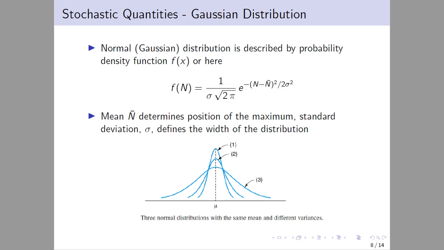The Gaussian distribution: we have F(n) equal to 1 over sigma square root of 2 pi times exponential of minus (n minus n bar) squared over 2 sigma squared. So we have this distribution. Here n bar determines the position of the maximum, and the standard deviation defines the width of the distribution.